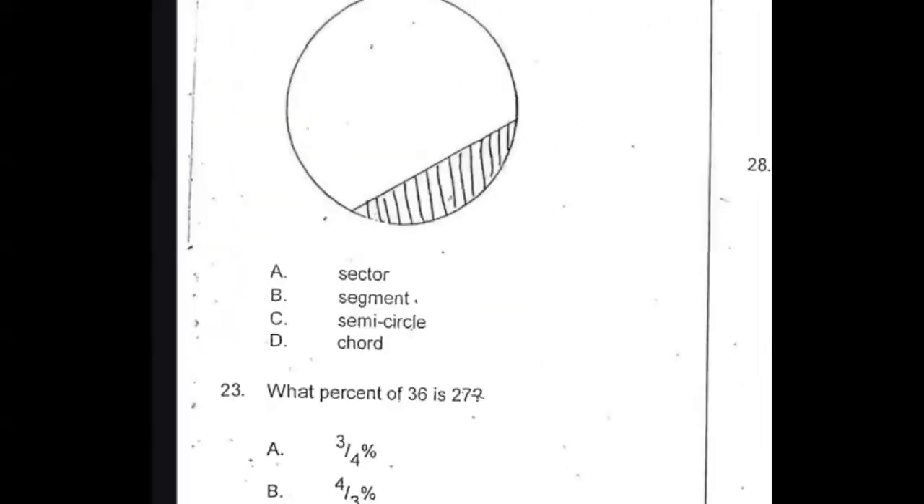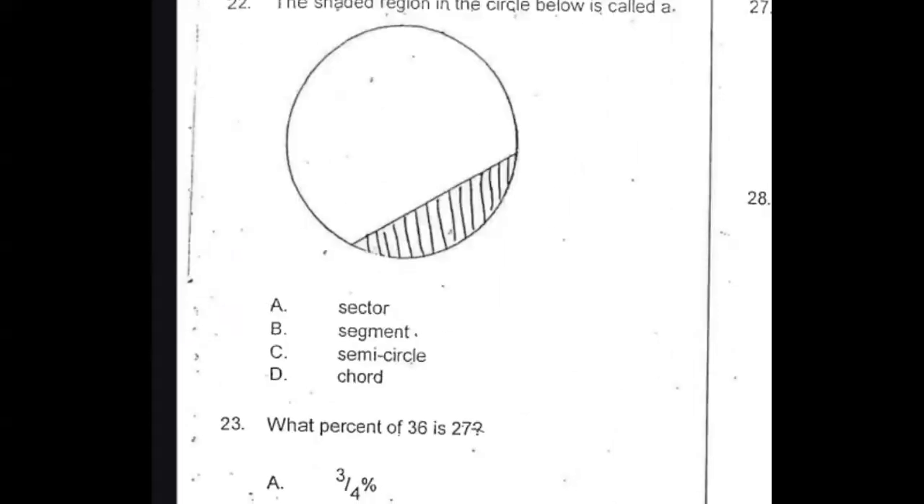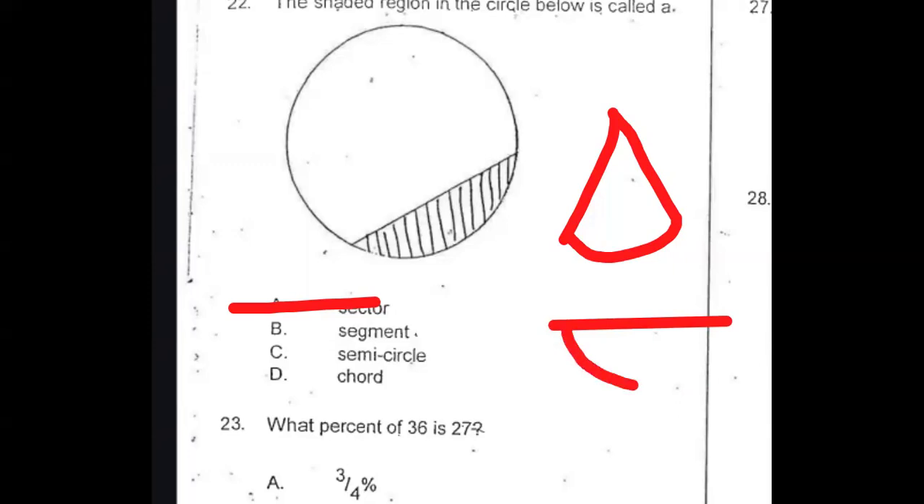Okay, so how do we look at this now? All right. A sector looks like this. So it's not a sector. It's definitely not a semicircle, even though that was atrocious. Yeah, that's a little bit more like a semicircle, so no.